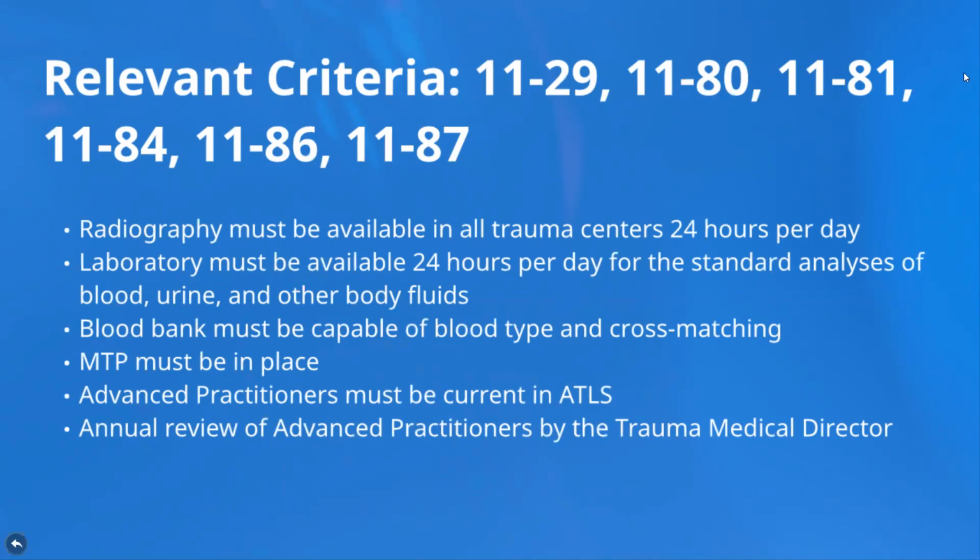So just a quick note about blood type and cross-matching availability. This will be interpreted by the verification team as the hospital being able to provide blood transfusion services, with the understanding that the blood bank itself may not be on site. I also want you to take a look at that annual review of the advanced practitioners by the trauma medical director. This would be included in the credentialing policy for your advanced practitioners.